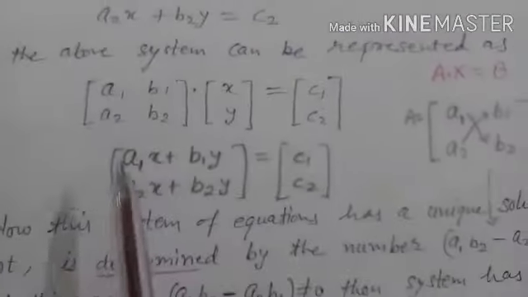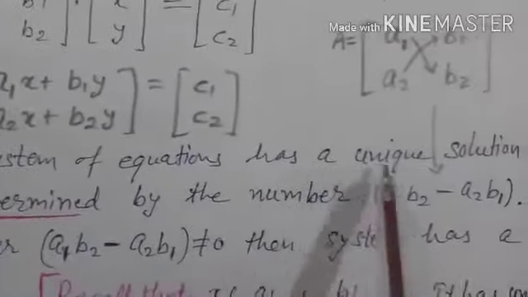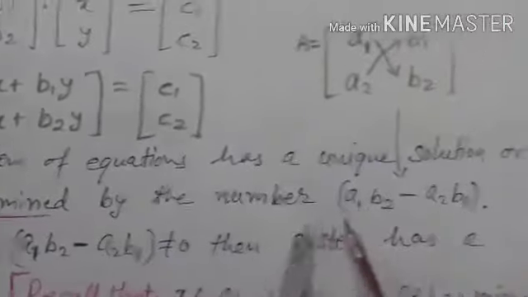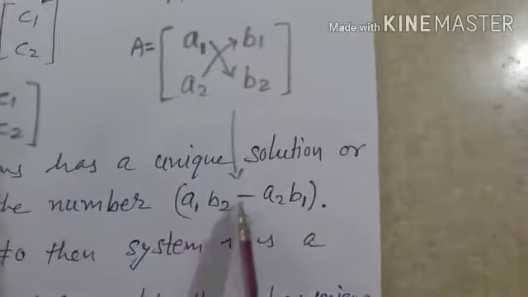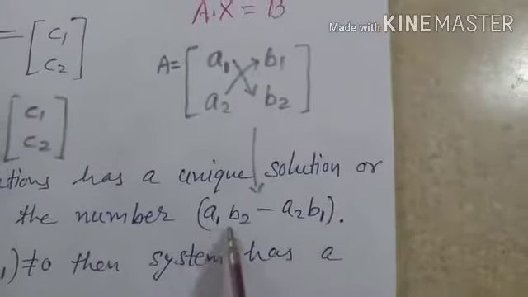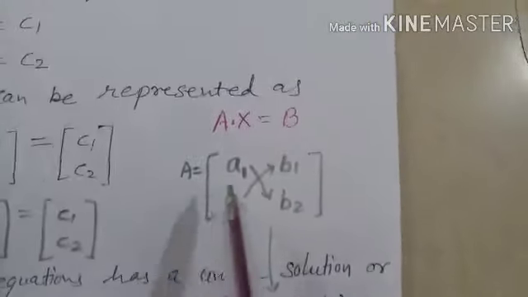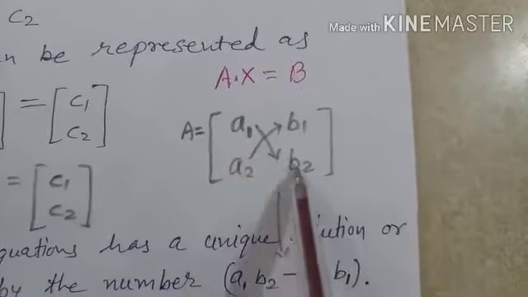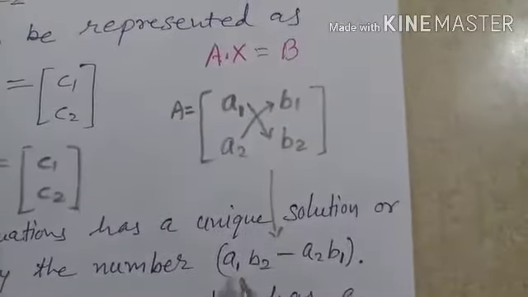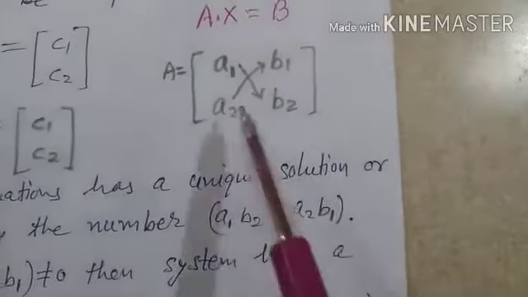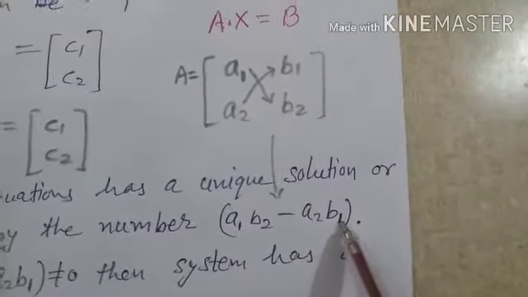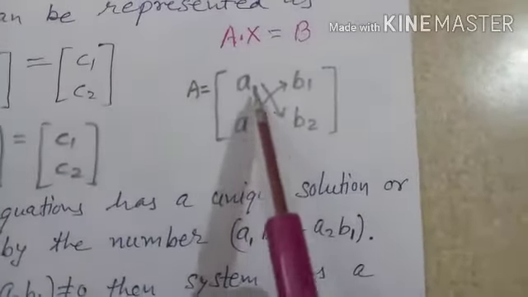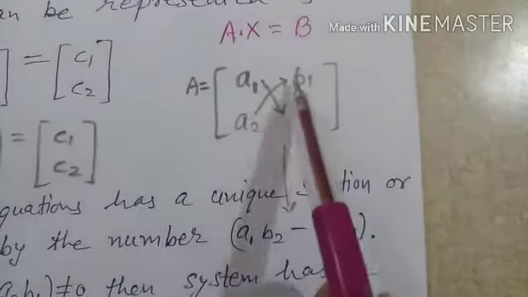Now whether the above system of linear equations has a unique solution or not is determined by a number, and the number is a1 b2 minus a2 b1. Now let's see how this number comes. This is matrix A, a1 b1 and a2 b2. So a1 multiplied by b2, this is a1 b2, minus a2 b1. So this number comes from this operation, a1 b2 minus a2 b1.